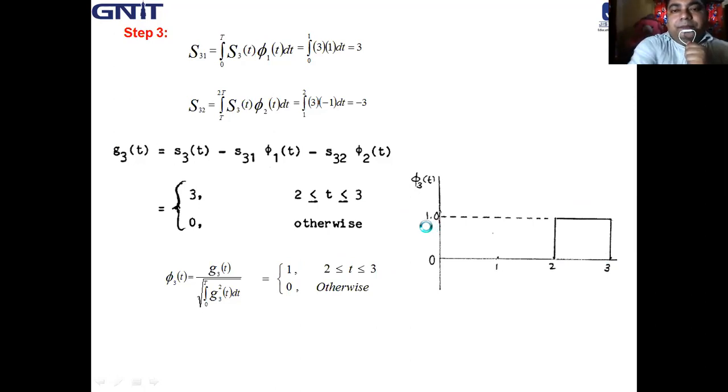So we have 3 signals. So naturally, the maximum number of basis functions present in this problem is 3. We have already determined the 3 basis functions, which are phi 1(t), phi 2(t) and phi 3(t). In that way, we can easily construct the basis functions if the signals are available.